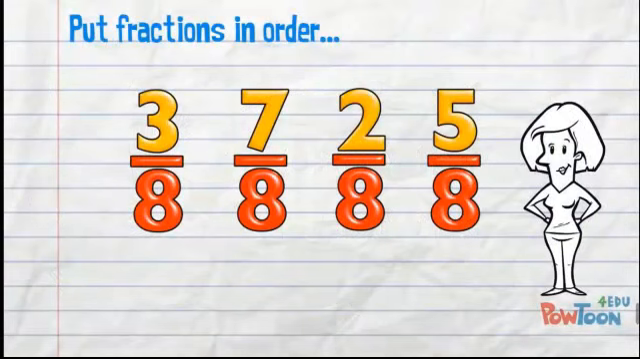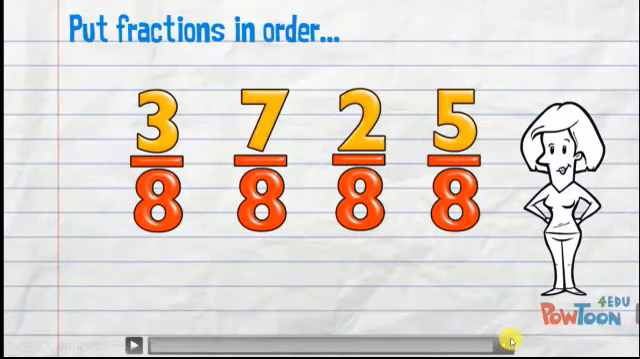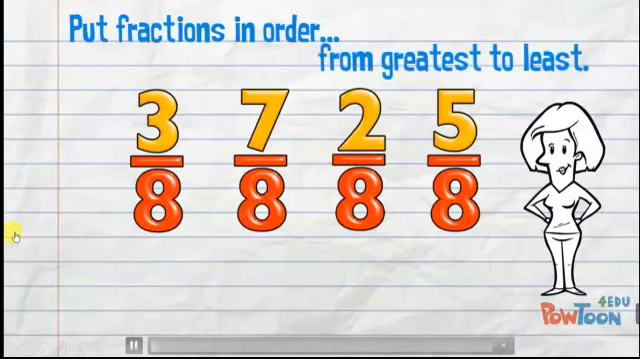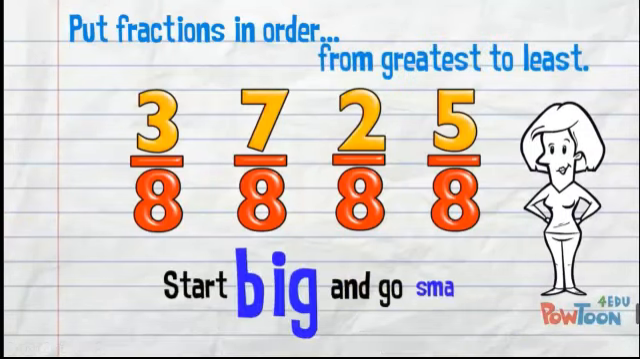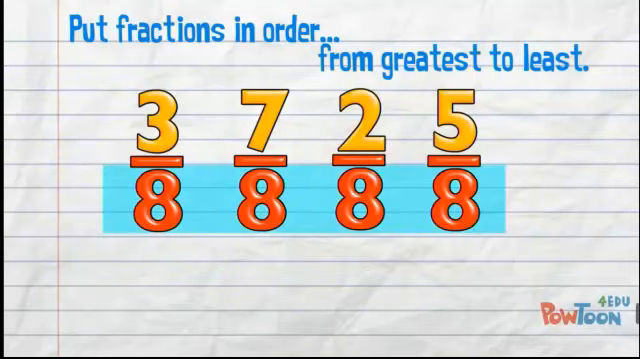Here I have 4 fractions. I want to put these fractions in order. What will I do? Which order? From the greatest to the least. That means descending order, from the biggest to the smallest.